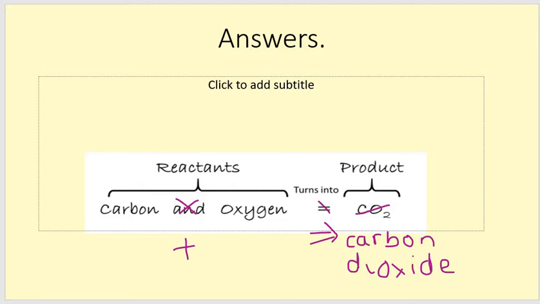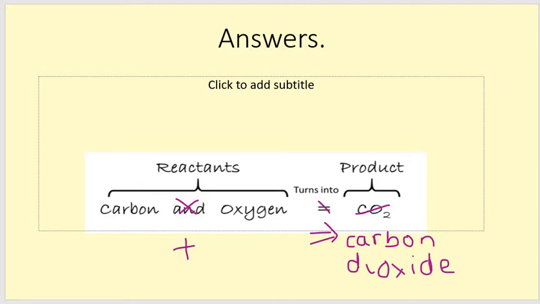Now, reactants and product were correctly identified. Brackets were fine, no problems there. But where you have carbon and oxygen, it should be carbon plus, because that's showing that they're being mixed together rather than they're just in the same space.